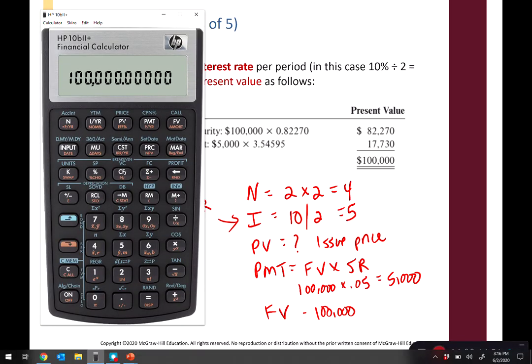It's positive because that's the money I get in when I sell the bonds, and it's the same as the face value because that will always be the case when the market rate and the stated rate are the same.